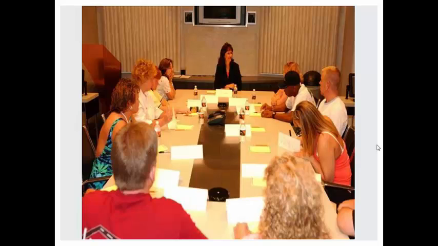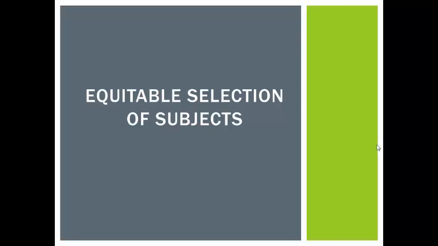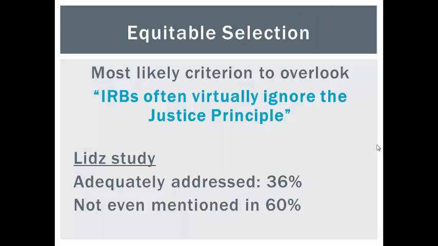So I thought, given the results of this, that it would be worth it to spend just a little bit of time talking about that criterion of equitable selection of subjects, because this is the one that apparently IRBs tend to not talk about the most. The LIDS article that I just went over is not the only one that has found this. This is notorious for being the criterion that tends to be overlooked. So let's talk a little bit about what that means and why maybe it's being overlooked.